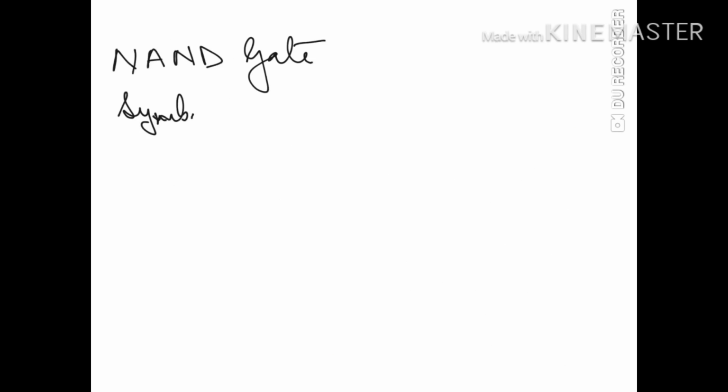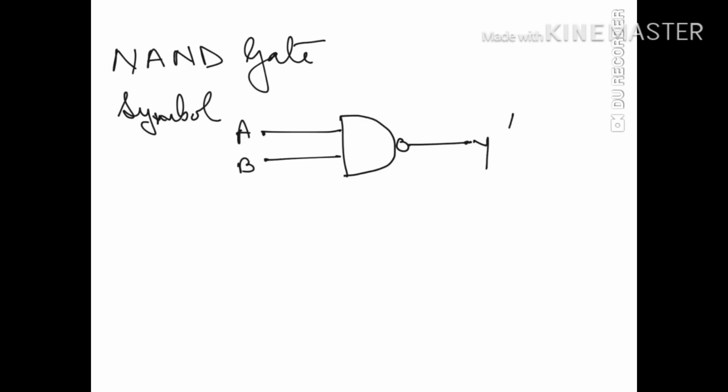Now we come to the NAND gate symbol. See, this is an AND gate, plus we put an inversion bubble over here, and this is Y dash. So till here it was an AND gate, and plus here, this becomes A dot B inverted. So this mark is for inversion. Correct. Then we come to the truth table again.